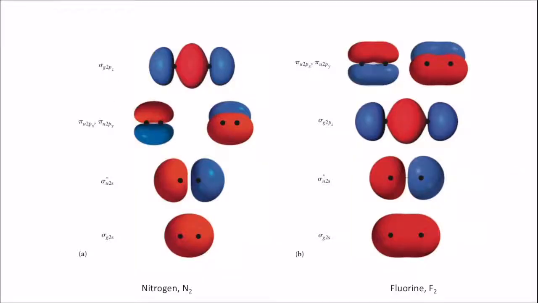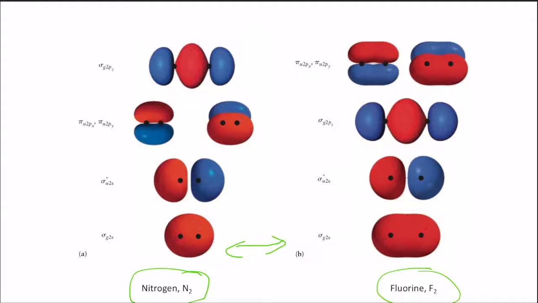Okay. So now let's look in terms of potentials and orbitals. So we have nitrogen and we have fluorine. First we have the sigma g 2s bonding. Notice that for nitrogen, the internuclear distance is smaller because we have a triple bond, whereas for fluorine, we have a single bond. So they're a little bit further apart. Then we have the sigma u 2s star. This looks pretty much the same.